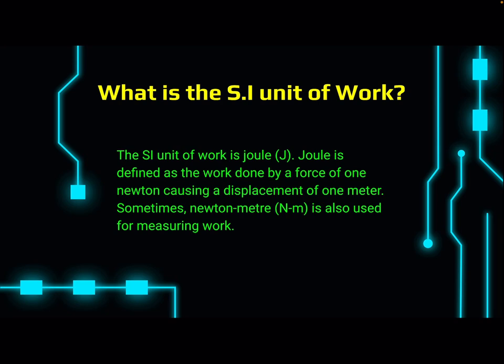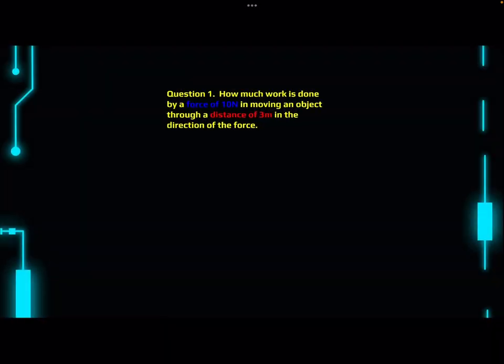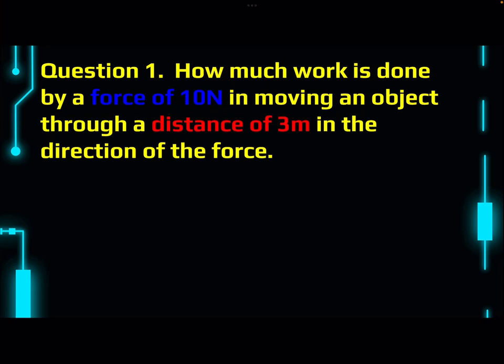Now let's solve some questions. Question number 1. How much work is done by a force of 10 newton in moving an object through a distance of 3 meter in the direction of the force? First, we will find the givens. We have two givens: the force of 10 newton and a distance of 3 meter.